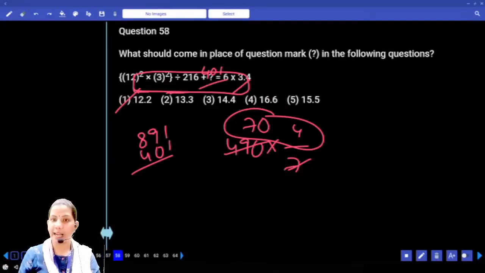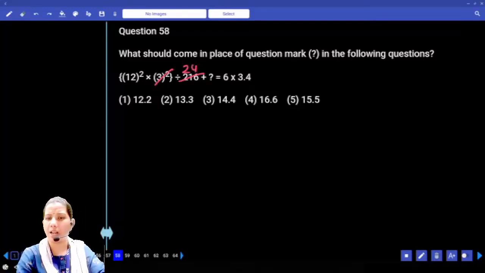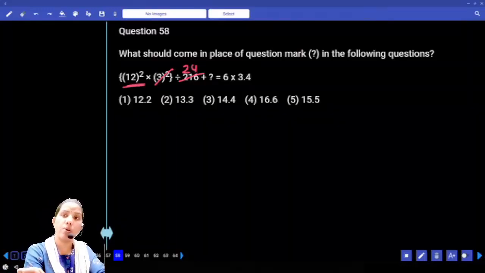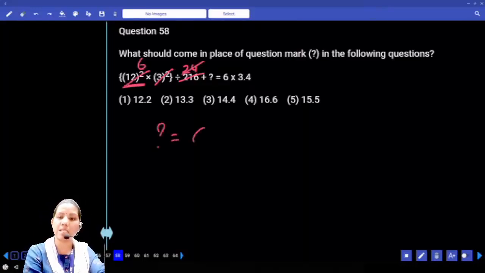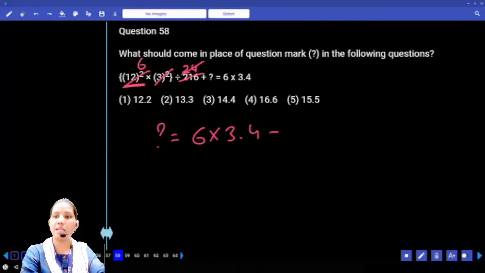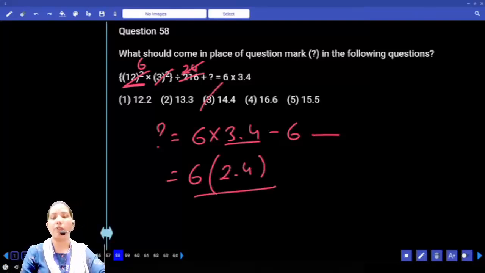Next question number 58. What is 3 square value? 9 exactly how many times? 24 times. 24 9s are. Okay, 24 times. What is 12 square value? 144 exactly 6 times. So your question mark is 6 into 3.4 minus 6. Suppose 6 is common. What is 3.4 minus 1? 2.4. 2.4 into 6 means 14.4. Third option.